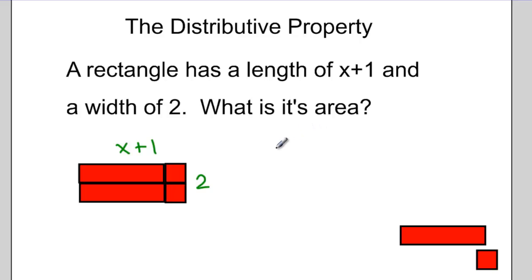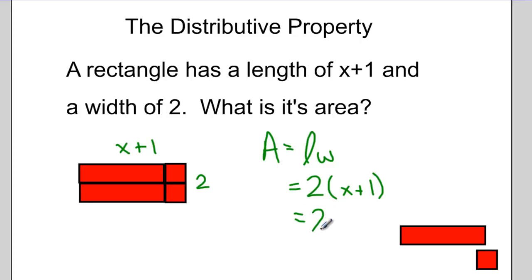The question's asking me to find the area. Remember from elementary school, area is equal to length times width. This would then be equal to 2 times (x plus 1). How can we simplify this? Well, one way is to look at our algebra tiles that we've already laid out, and it's easy to count out here and see that I have 2 x unit tiles and 2 unit tiles.